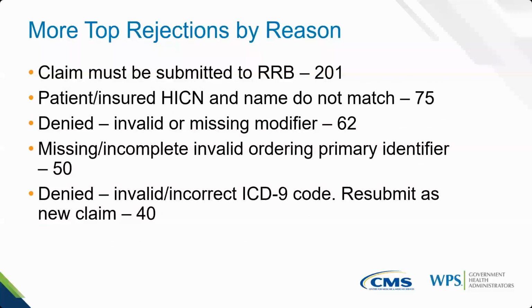The next one is patient, insured, HICN, and name do not match. There again is a good example of an outdated acronym being used. I guess the acronym is still good. We just don't use the health insurance claim number anymore in claim processing. But what this means is that the Medicare beneficiary identifier and the patient's name do not match. You need to submit a claim using the name just as it was spelled on that patient's Medicare card, or the beneficiary's Medicare card.